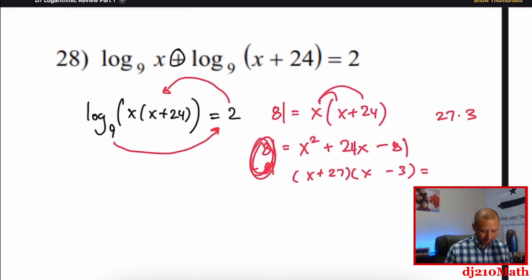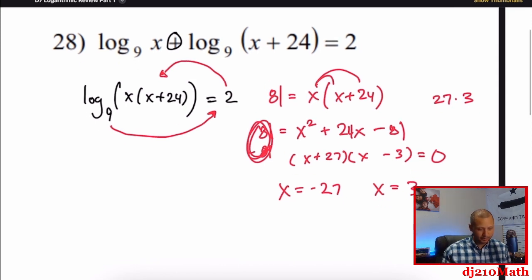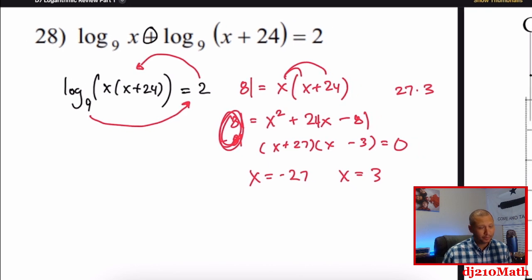All right, this is equal to 0, so that means each of these factors is going to be equal to 0. We can just flip the signs. All right, so we have two answers. If it's just one answer, then we're good, but we don't have just one answer. We have two answers, so we have to see, are these answers legit?